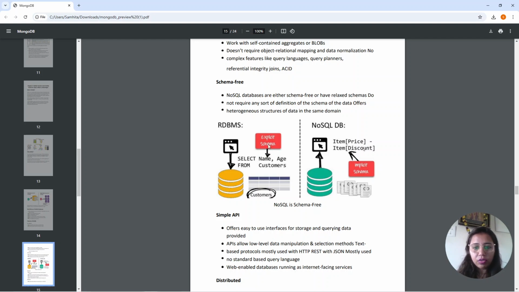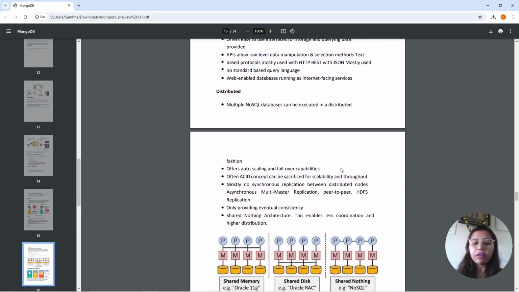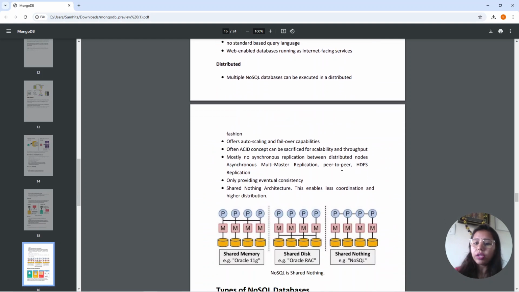Okay, so you can see over here you have RDBMS, which has a structured schema. In NoSQL we do not have a fixed schema, just an implicit schema, whereas this is an explicit schema. So we have simple APIs. Then we have it as distributed. I told you about distributed data, so we are having replication.